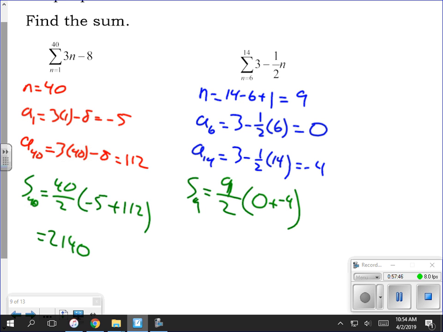So the sum of those 9 terms in the middle happens to be negative 18. So 0 plus negative 4 is negative 4. Negative 4 divided by 2 is negative 2. Negative 2 times 9 is negative 18. No calculator required. I know, now I'm just showing off.